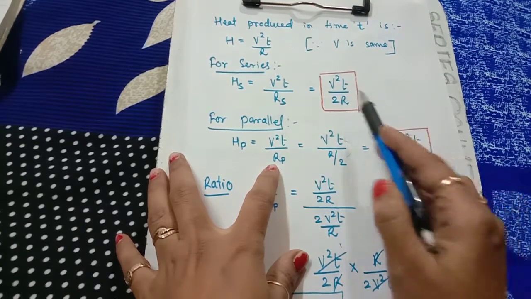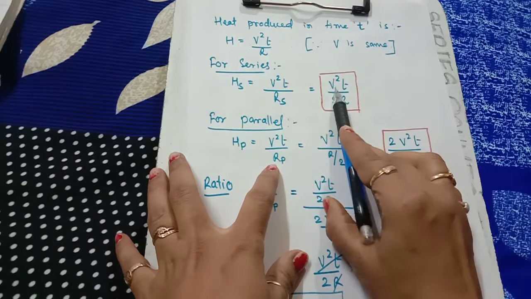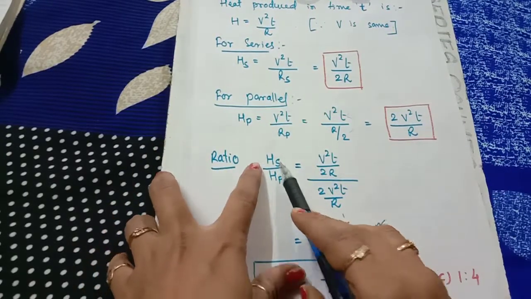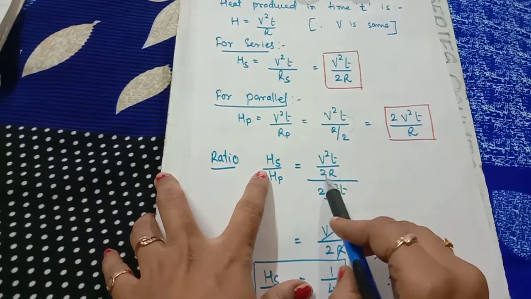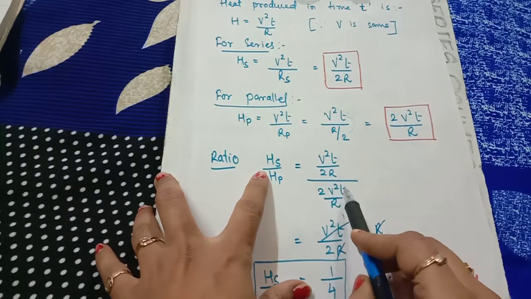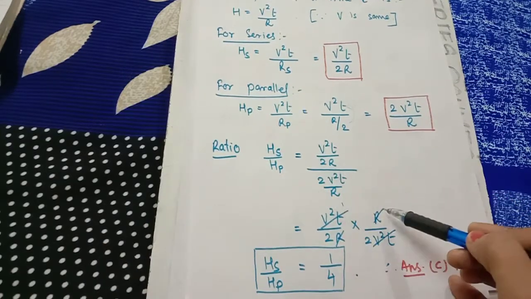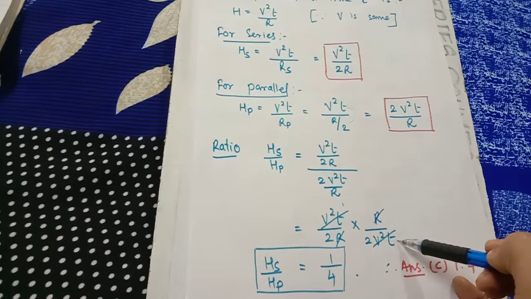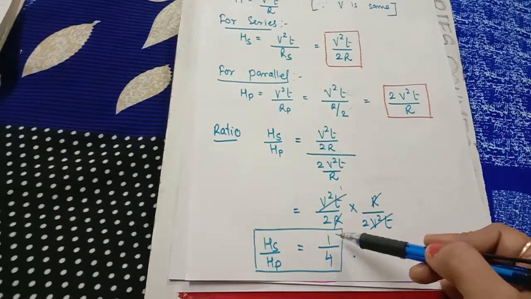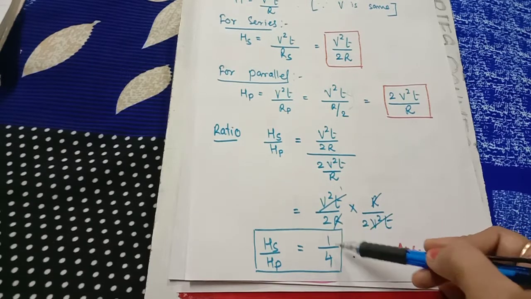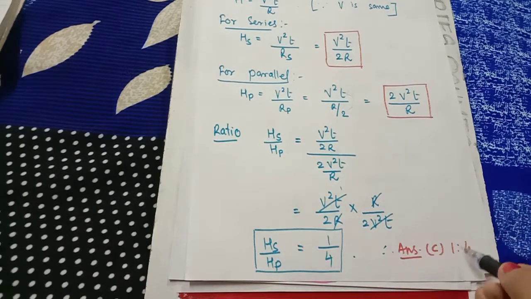Okay, so now we have to take the ratio of these two. HS by HP. Ratio, HS by HP is equal to V square T by 2R by 2V square T by R. Now cancellation and all. If I do reciprocal of the denominator, I will be getting R by 2V square T. Cancellation and I will be getting 1 by 4. Everything is cancelled except this 2 and this 2. So I will be getting 1 by 4. So ratio they are asking, so I will be writing answer in ratio. The answer is C, 1 is to 4.